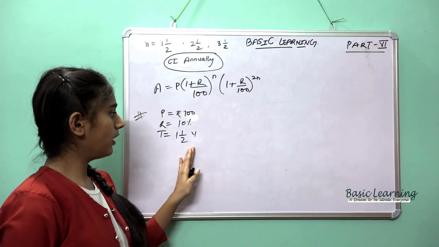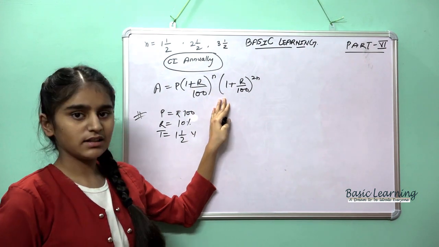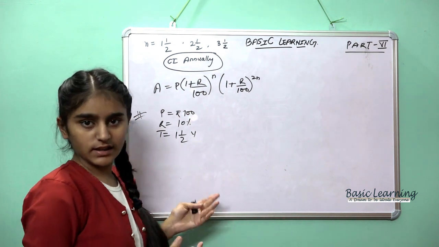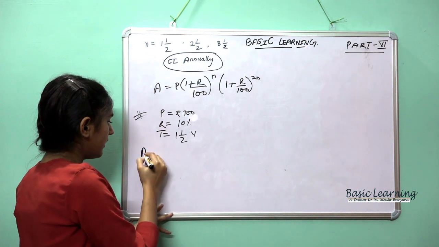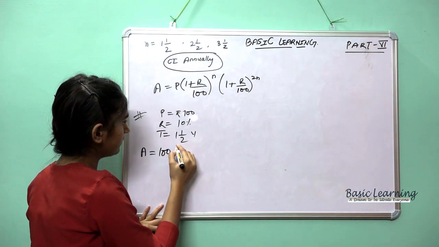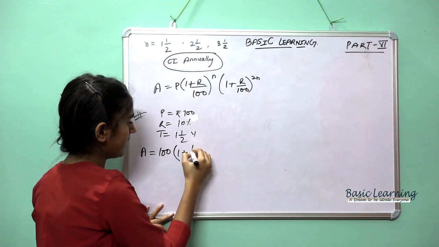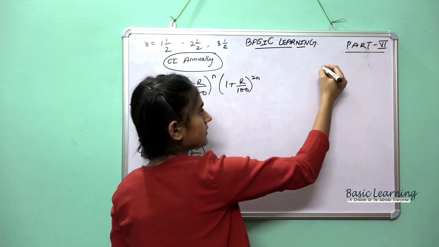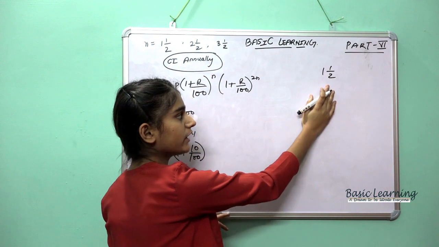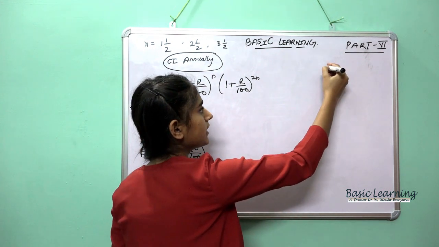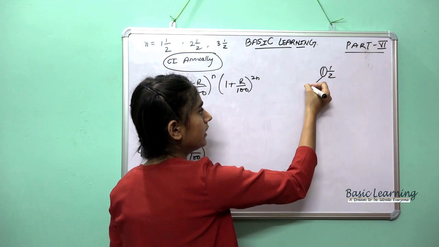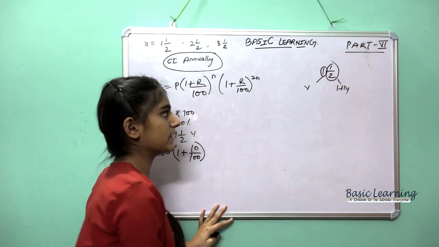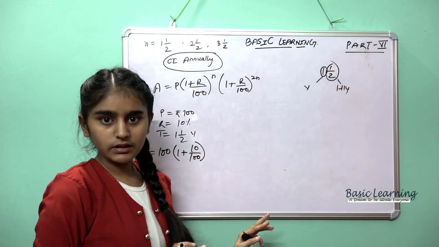Now the formula which you will be applying for this question is this formula, and let's see how you will be using it. A equals, principal is 100, rate is 10 upon 100. Now we will separate this. Suppose 1 whole 1 upon 2 year, means 1.5 years, is given to you as time duration. So this 1 year will be calculated on yearly basis, and the half part will be calculated on half yearly basis. Do you get my point?